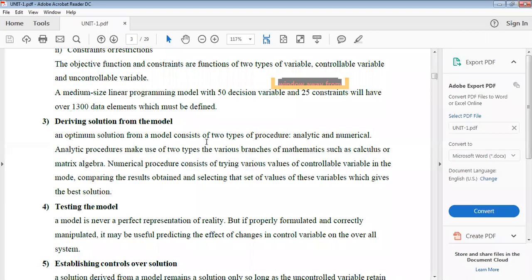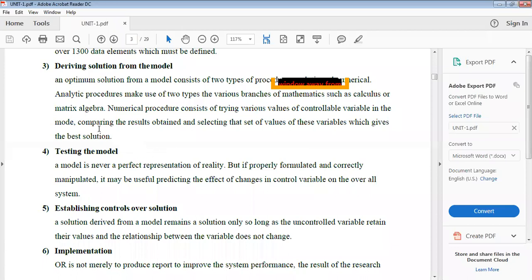An optimal solution for a model consists of two types of procedure: analytical and numerical. Analytical means x1, x2, x3 and so on; you have to calculate and find the analytical solution. Numerical solution means the total solution in terms of numerics. So like that, two types can be identified.